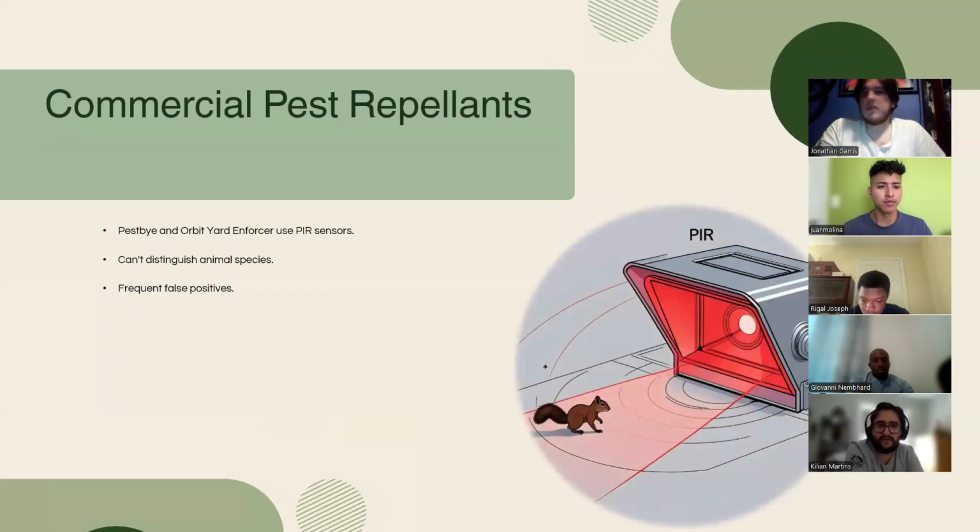And also there are some commercially available pest repellents out there on the market. One of them is called the Pest by ultrasonic animal repeller, and it basically uses a sensor to detect animal movement, and then it creates a loud noise in order to deter them.